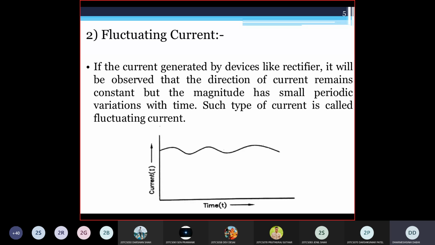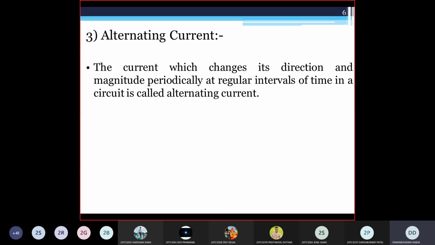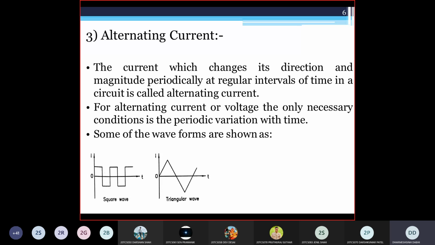Now fluctuating current, you can see, is in one direction, but the magnitude of the current is changing with respect to time. Clear? But the alternating current is the current which changes its direction and magnitude at a periodical, regular interval of time, so that is called the alternating current. Clear?